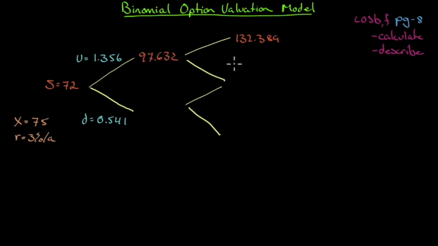Up here would be 132.389, 97.632. Then we move down, would give us 52.8191. I just multiplied this by 0.541. Moving to the downside, we have 38.952. I don't have to move up. I'll get the same number. You can satisfy yourself that as you multiply 38 by 1.356, you'll get that result. And moving down one more time, we have 21.07303. There we go.